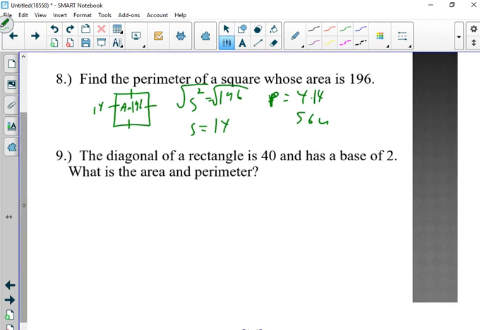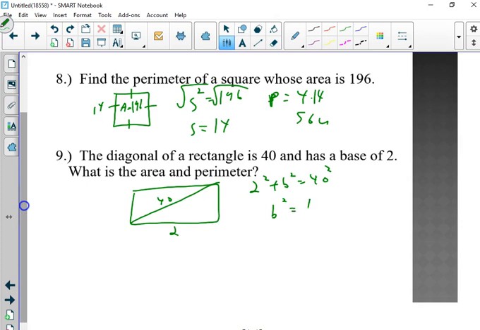Find the area and perimeter of a rectangle. The diagonal is 40. It has a base of 2. What is the area and perimeter? This is definitely not drawn to scale. So what's the area and perimeter? We need to find the height. So that's 2 squared plus b squared equals 40 squared.